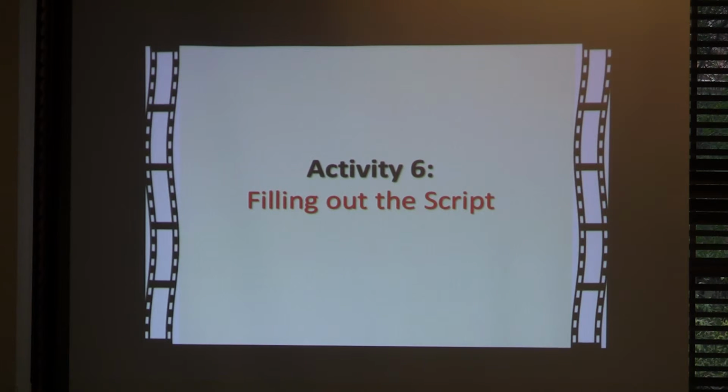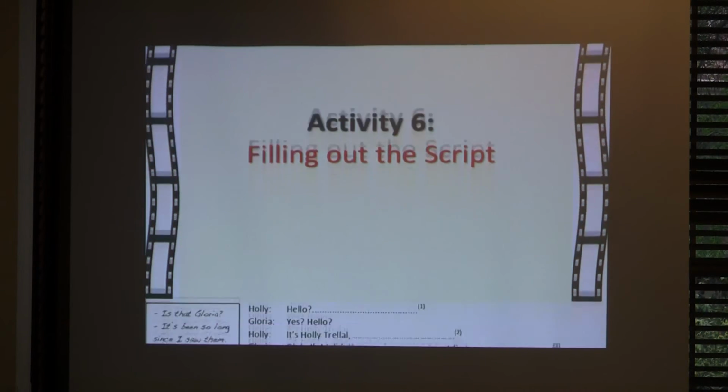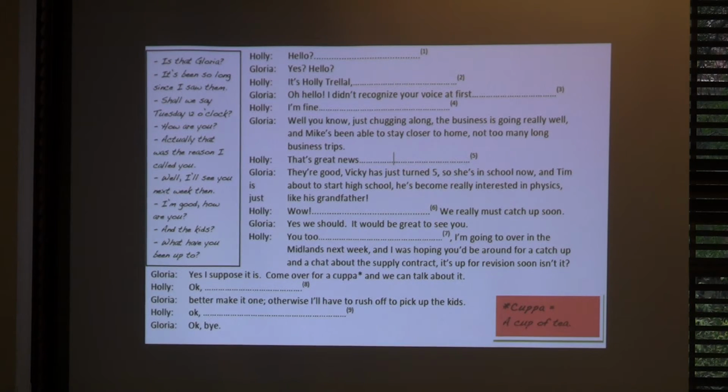The sixth activity is filling out the script. Again, they are given part of the script with some blank spaces and also a separate box with the sentences which were removed from the script. As they see the movie, they put these sentences in the blank spaces. Like here, we have the box with the sentences which were removed, and then they have to put them in the blank spaces.